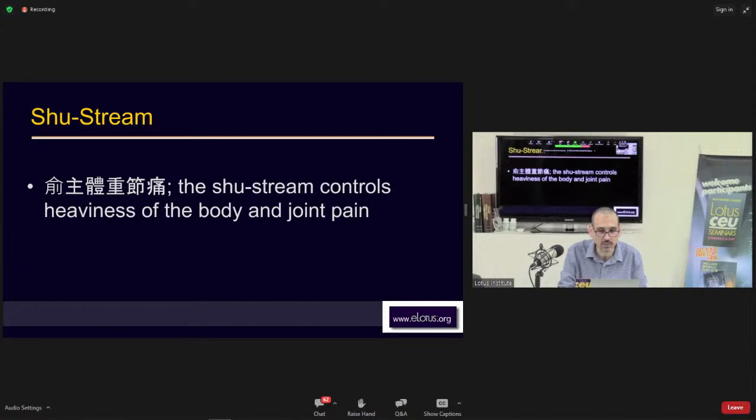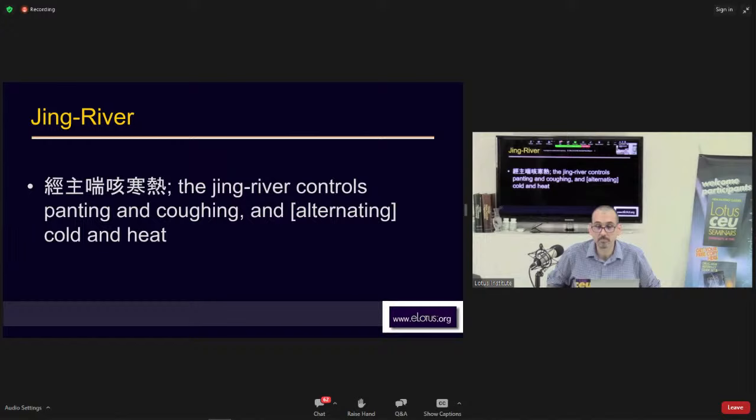The Jing River is the next one. The Jing Rivers are metal points. And it says in the Nanjing, the Jing River controls panting and coughing and alternating cold and heat. Right, so panting and coughing, that's pretty straightforward. That's if the metal phase, the lung itself, is ill. If it's affected by cold, we can have coughing result. If it's affected by heat, then we have panting. So panting is like rapid breathing. So we can have cold or hot.